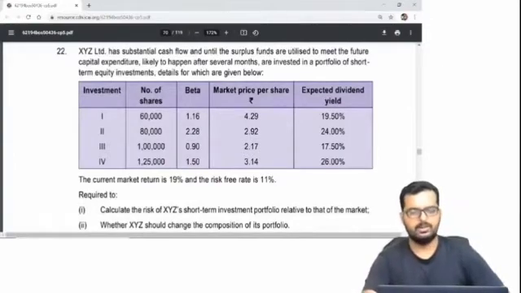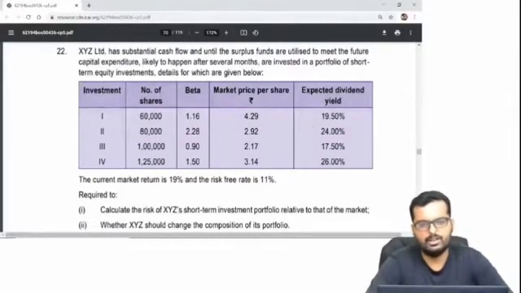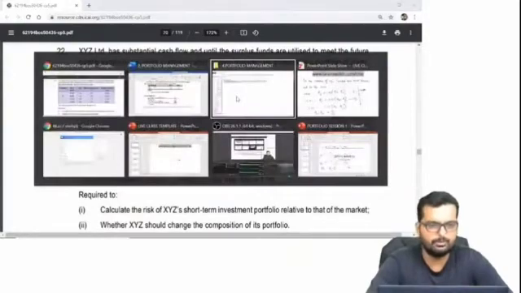Alright friends, let's do it together now. Here they have given the number of shares, the market price per share, the beta, and the expected dividend yield. Friends, from this we can find out two hidden pieces of information. We can find out the total market value and the total dividend amount. We can also find out the weighted average beta. So three things can be found out from this table.